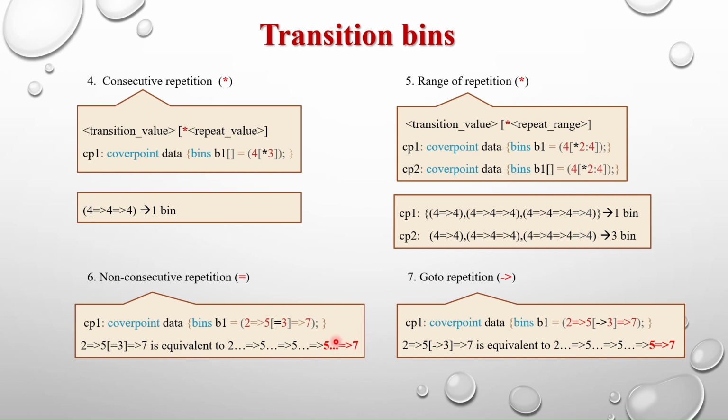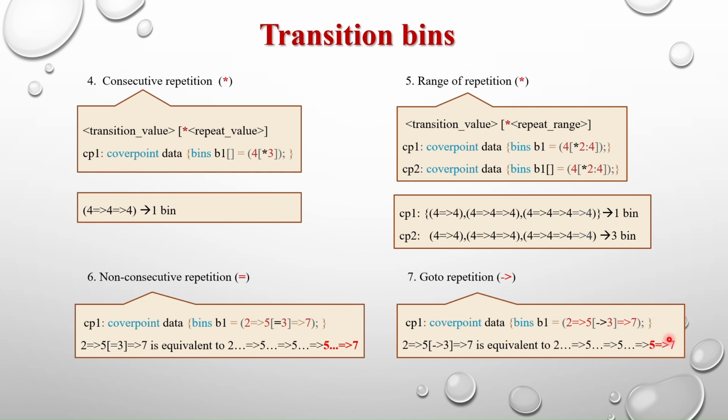Here any value can come, but in goto repetition, after the last sequence, if any other values are mentioned, then that value has to come immediately, after the last repetition. So this is the only difference between goto repetition and non-consecutive repetition. After the last occurrence of a value, the next value should come immediately.